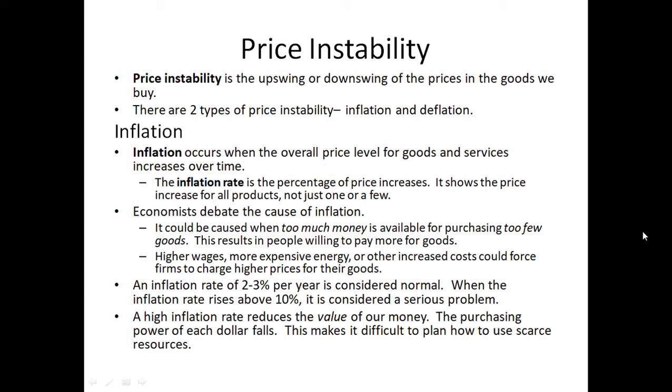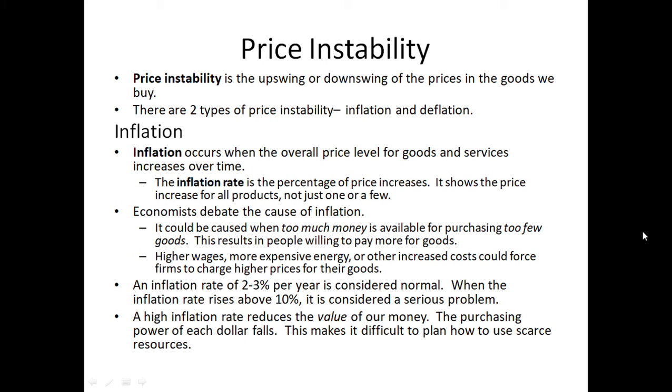An inflation rate of 2 to 3% per year is considered normal. So think of that, 2 or 3% per year, that's normal. When the inflation rate rises above 10%, it's considered a serious problem. So then we're starting to get into economic problems when it's over 10%. A high inflation rate reduces the value of our money, and that means that the purchasing power of each dollar falls. So we can't buy as much for the same amount of dollars.